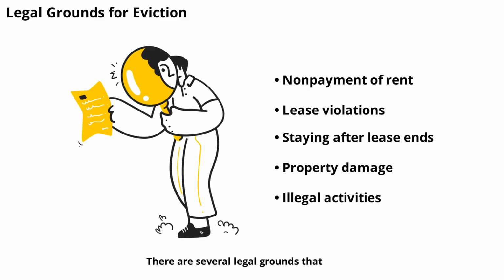proceedings that may follow. There are several legal grounds that can lead to an unlawful detainer action. Common reasons include non-payment of rent, violation of lease terms, or staying beyond the lease period. Sometimes, tenants may also be asked to leave for reasons such as property damage or illegal activities on the premises. However, regardless of the reason, landlords must provide proper notice and follow the legal steps required by local laws. This ensures that the tenant's rights are protected and that the eviction process is fair and transparent.